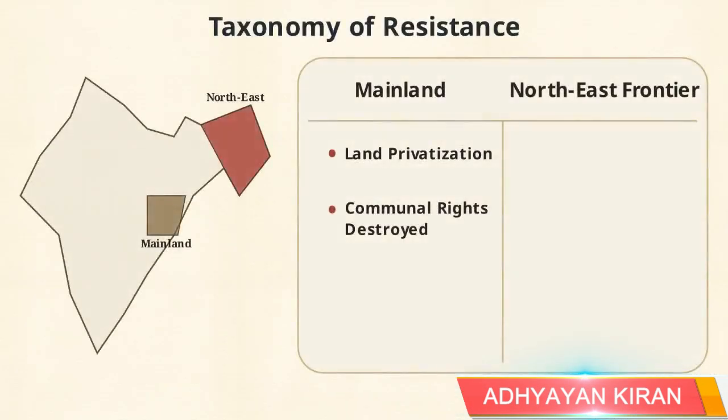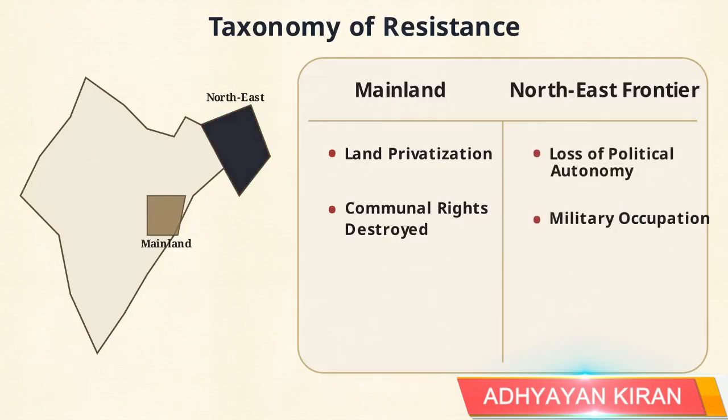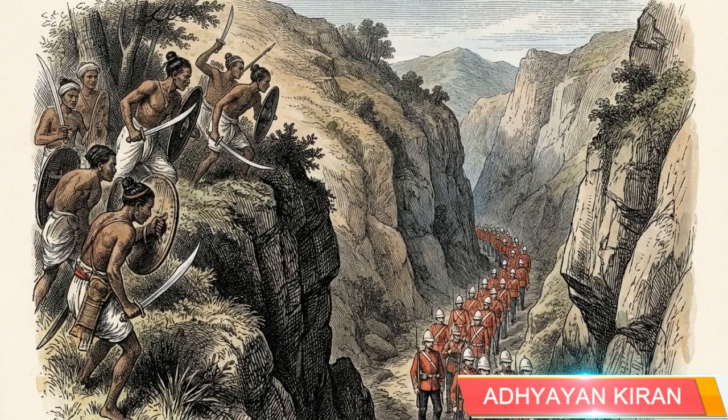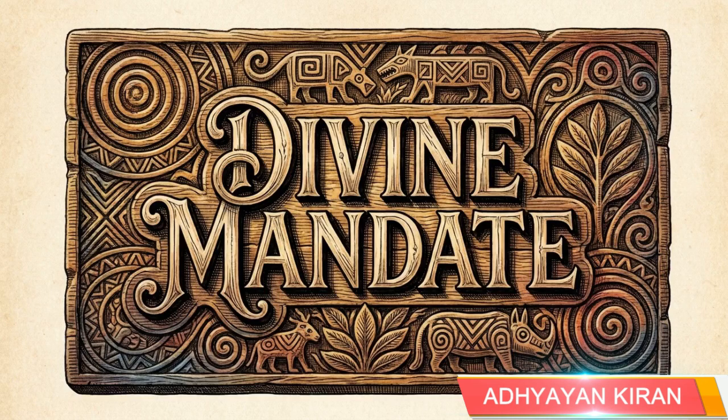Looking at the northeast column on our chart, the triggers were different. Frontier tribes revolted primarily against direct political subjugation, military occupation, and the sudden imposition of new transit fees and forest levies. The Khasi Revolt in the 1830s exemplifies this frontier resistance, with local rulers mobilizing to violently resist British occupation of their hilly territories. Across both zones, tribal resistance shared a specific leadership characteristic.